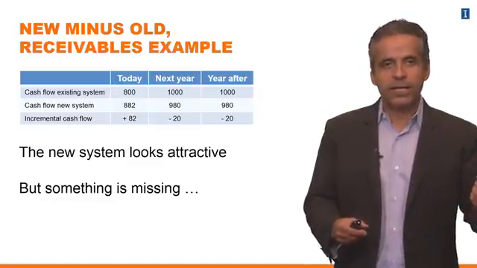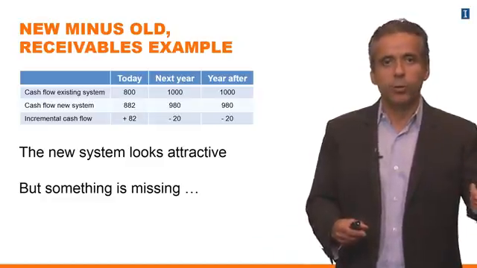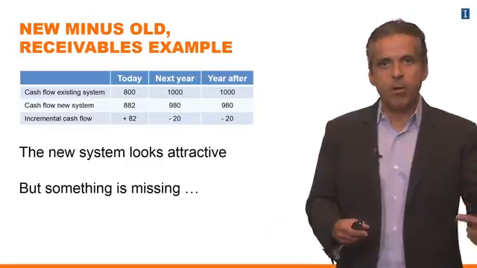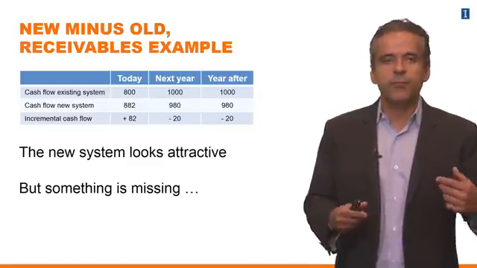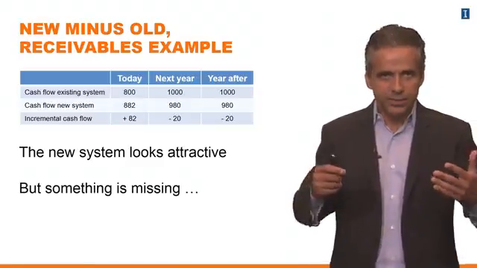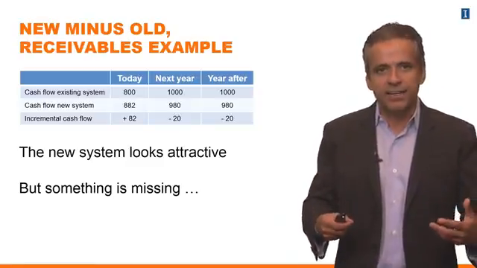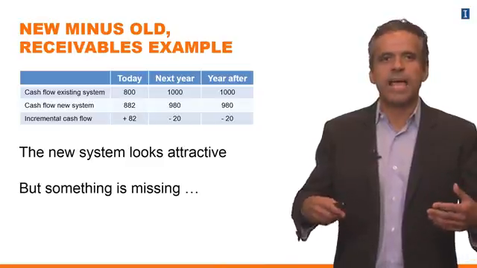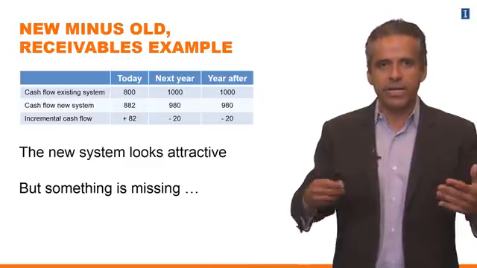Remember what we've been talking about. We talked about this idea in Module 1, for example. Every time a company makes a decision, you have to think about all the consequences. It's not just today, it's not just current profits, it's not just current cash flows. You have to think about every consequence, every cash flow.